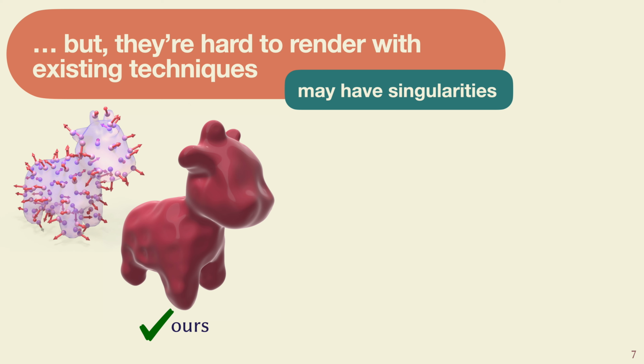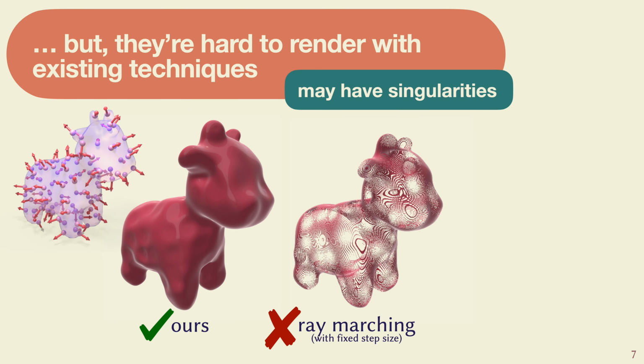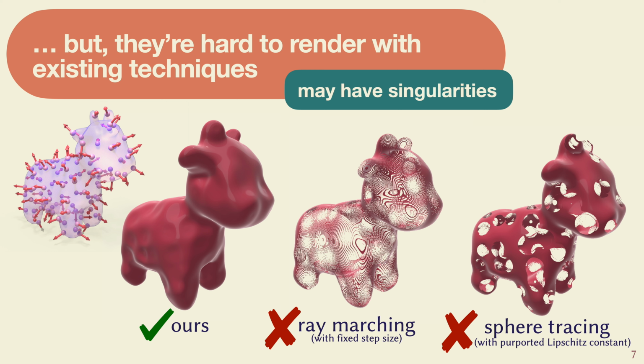One problem is this fact that they may have singularities. This comes up, for example, in the implicit function used for surface reconstruction. If you try to find ray surface intersections with something simple, like ray marching with a fixed step size, you can easily tunnel through the surface, leaving behind gaps. If you try to run a more sophisticated algorithm, like sphere tracing using some purported Lipschitz constant, you get a smoother surface away from the singularities, but you still leave behind these big holes in your surface. For those of you familiar with sphere tracing, the problem here is that no valid Lipschitz constant exists around the singularities, so the method's guarantees don't apply.